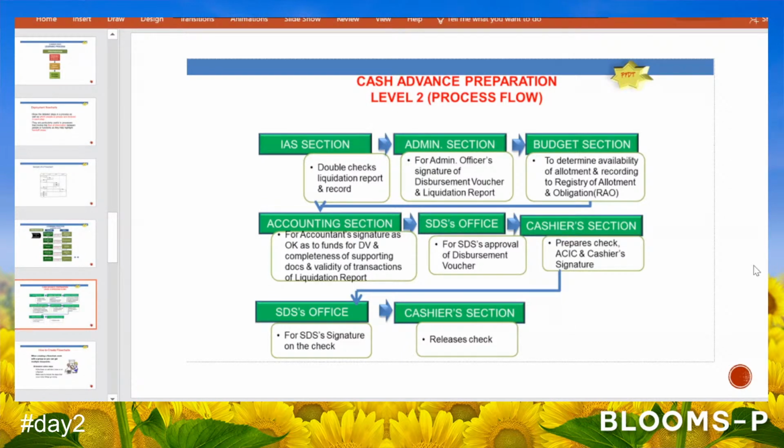Then it will go to the SDS office for the approval of the disbursement voucher. Then it will now go to the cashier's section. They are going to prepare the check, then ACIC and cashier's signature. After that, it will go back to the SDS office for the signature of the check. Then, of course, it will go back to the cashier's section for the releasing of the check. So for any claim, the same thing, it has a process. The best part is the releasing of the check. We can celebrate, my dear friends, because this is the best part of the process flow, wherein we can get the money already.